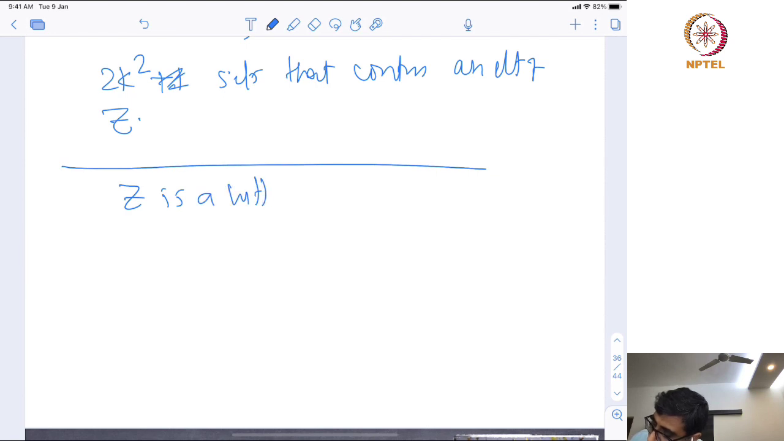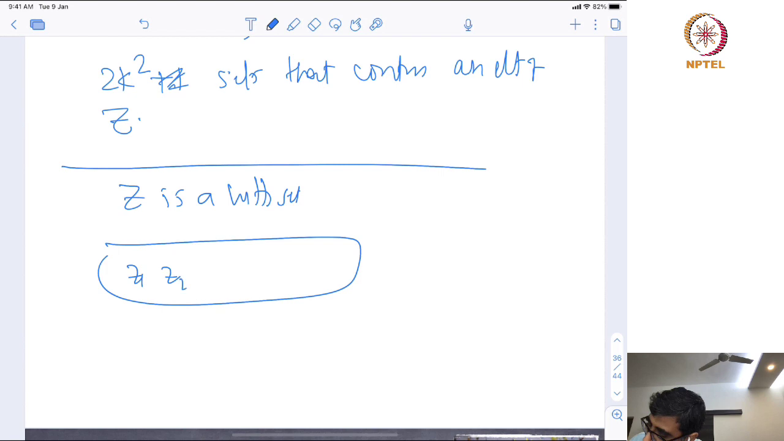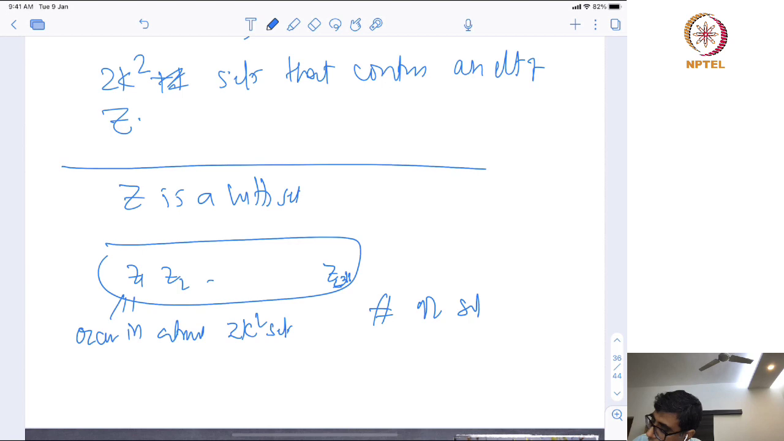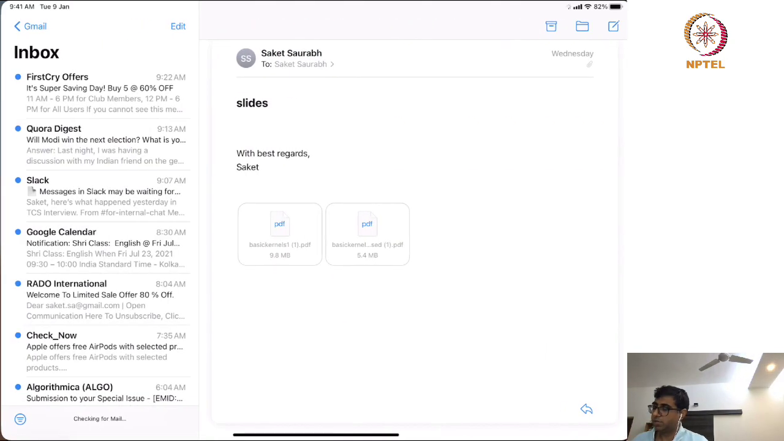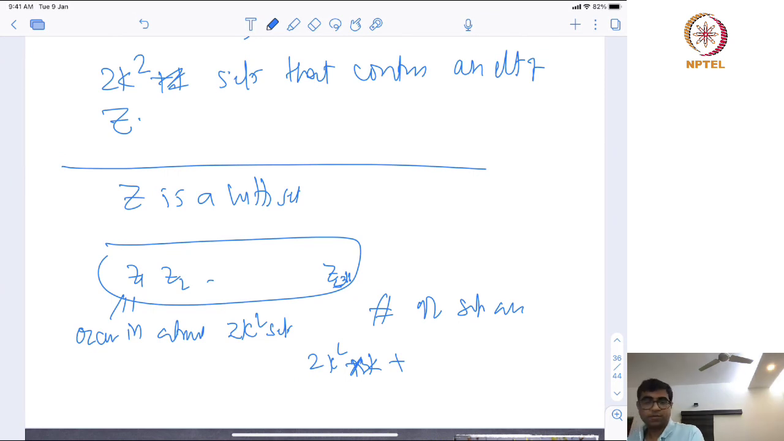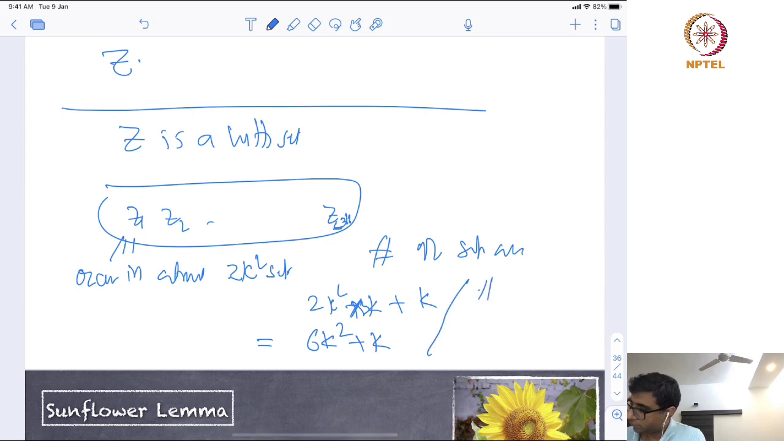Now, what do we know about Z? Z is a hitting set, right? So like z1, z2, up to z at most 3k, and each element occurs in at most 2k squared sets. So, the total number of sets is 2k squared times 3k, plus the sets from z1 to z3k, which was at most k. So, this is like 6k squared plus k. So the total number of sets is at most 6k cube, right? There is k cube here.